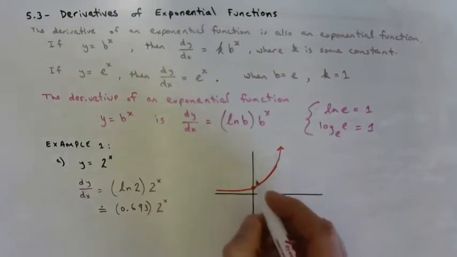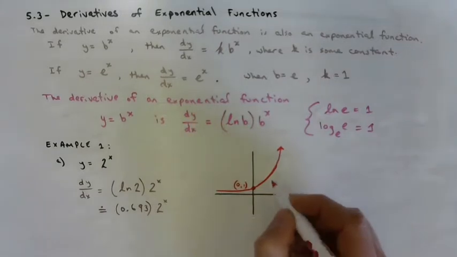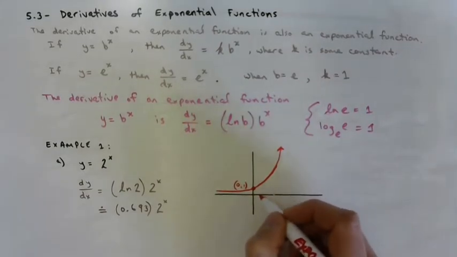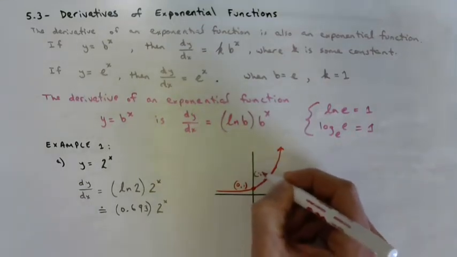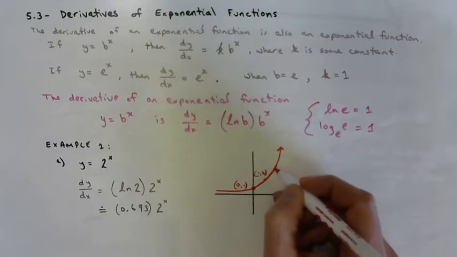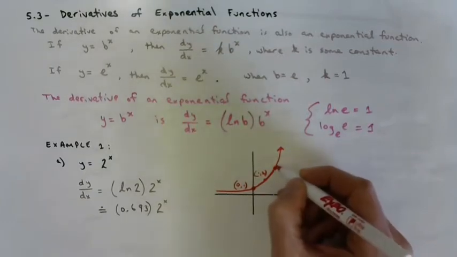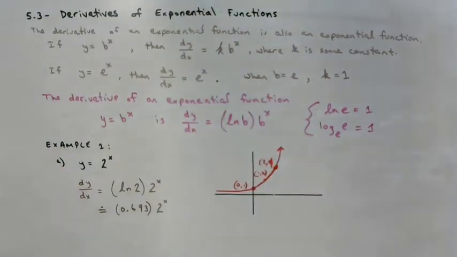This one goes through 0, 1. And it goes through 1, 2. Then it would go through 2, 4. And that's about all that we're going to add, just to give us a reference.